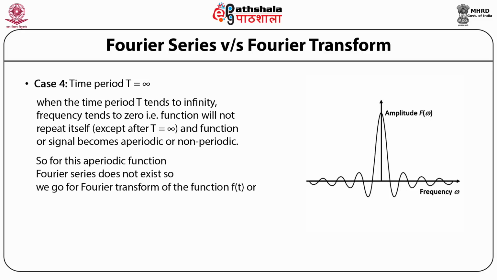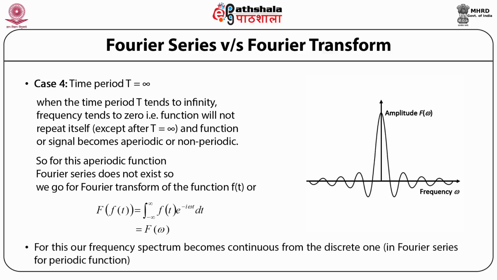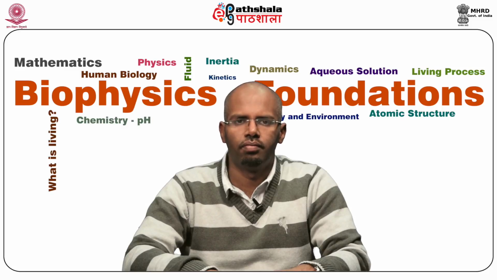So for this aperiodic function, Fourier series does not exist. So we go for Fourier transform of the function: capital F of small f of t, integrated between minus infinity to infinity, f of t e power minus j omega t dt. That we will hereafter call capital F of omega. Fourier series and Fourier transform.